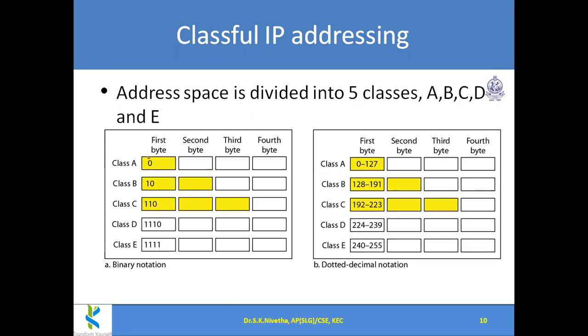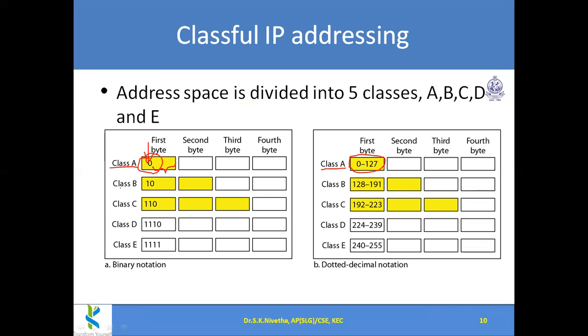All the addresses that start with first bit 0 come under class A. There are 8 bits in the first byte, and the first bit is fixed as 0. The remaining 7 bits I can change to anything. 2 power 7 is 128, so we have 0 to 127 as the decimal values. So in decimal representation, all the addresses in the range 0 to 127 are considered class A. In binary representation, all the addresses that start with the bit 0 are class A.